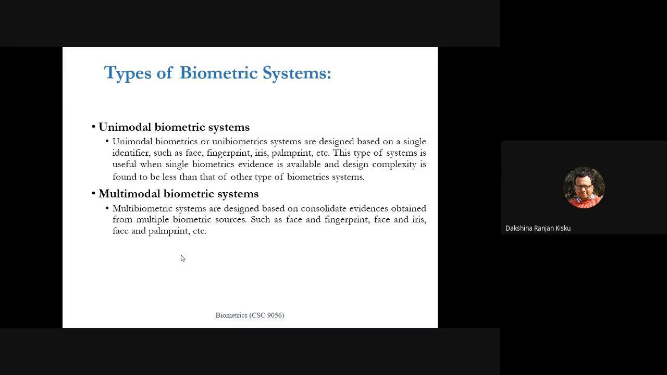Then what is a multimodal biometric system? In multimodal biometric systems, multiple biometric evidences are consolidated together. These multiple evidences are obtained from different biometric traits or different biometric systems. Then this multiple information is consolidated together to design a multimodal biometric system. It can be implemented using face and fingerprint, or face and iris, or face and palm print. So we can have multiple biometric traits together, fuse them, and develop a multimodal biometric system.